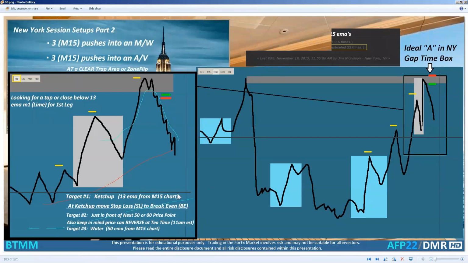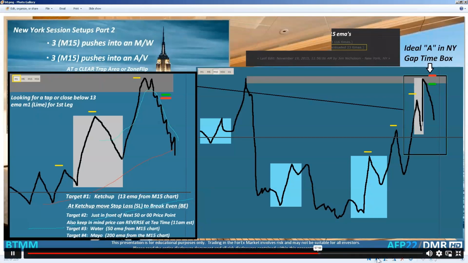Okay, your third target. When I say target 1, 2, 3, when I give these names, it doesn't mean you're taking profit at each one. You can, but it means you're looking for milestones for how the dealers are dealing with each of these areas. The water sometimes is the ideal take profit. Sometimes the Mayo is the ideal take profit.